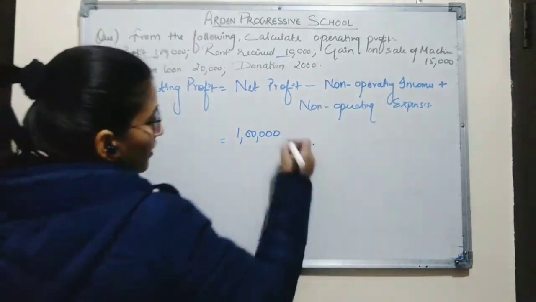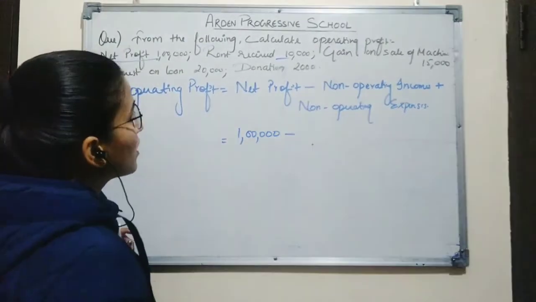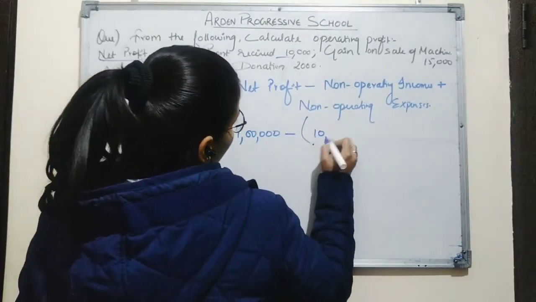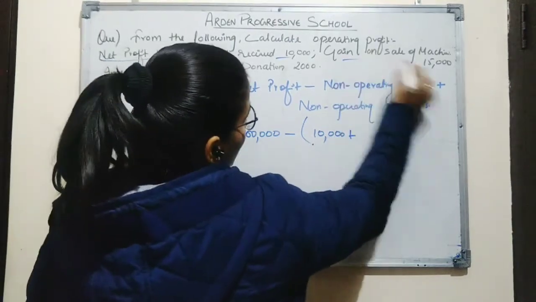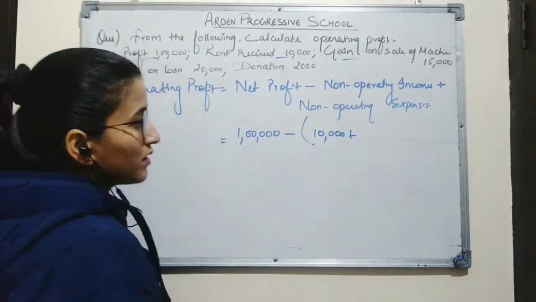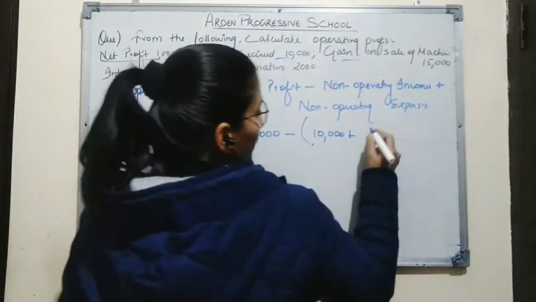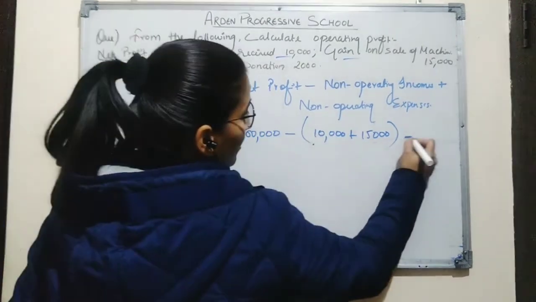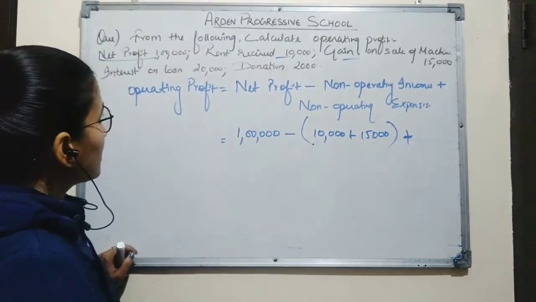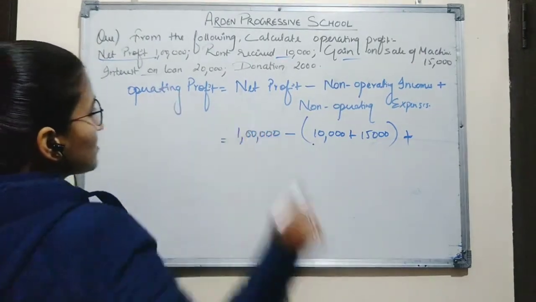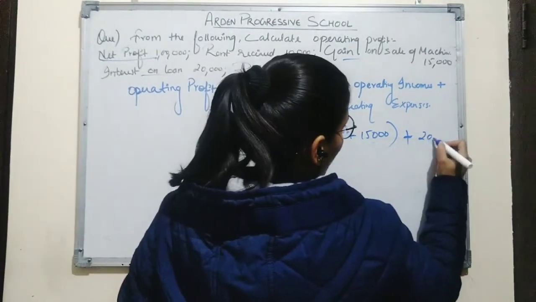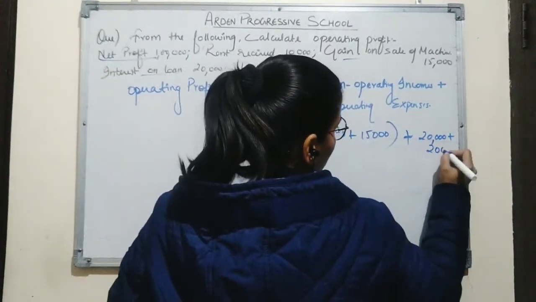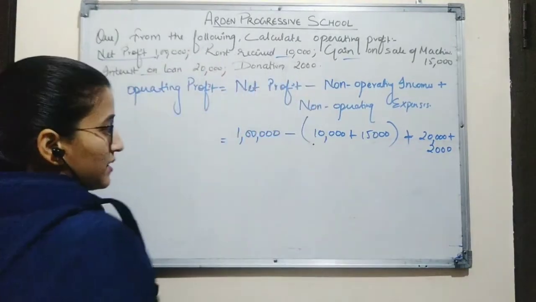So here amount of net profit is rupees 1 lakh. Now we will deduct non-operating incomes. So rent receipt, which is rupees 10,000, is considered as non-operating income, and also gain on sale of machine amounting to rupees 15,000 is considered as non-operating income. Next we will add all non-operating expenses. So here non-operating expenses, interest on loan, which is for rupees 20,000, and donation amounting to rupees 2,000. This is also considered as non-operating expenses.